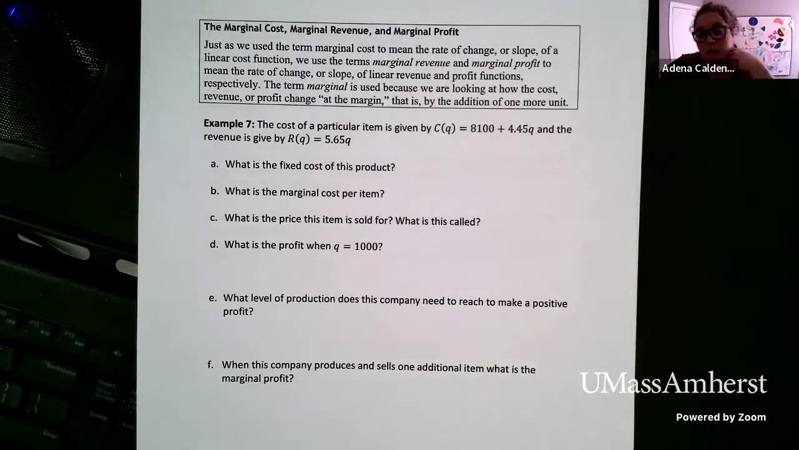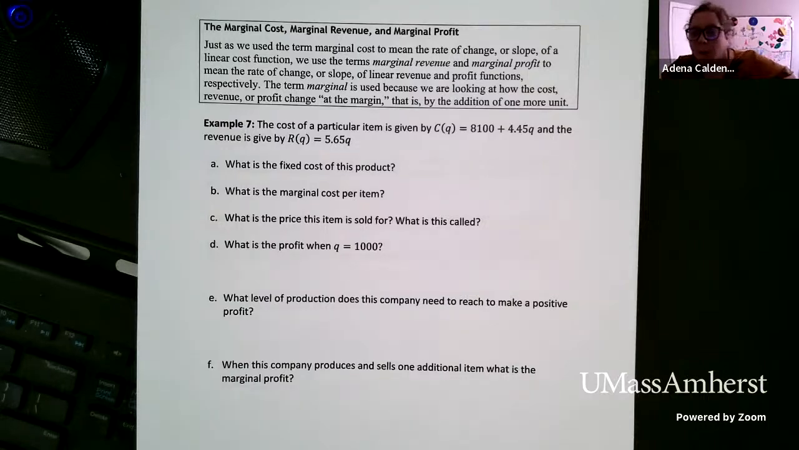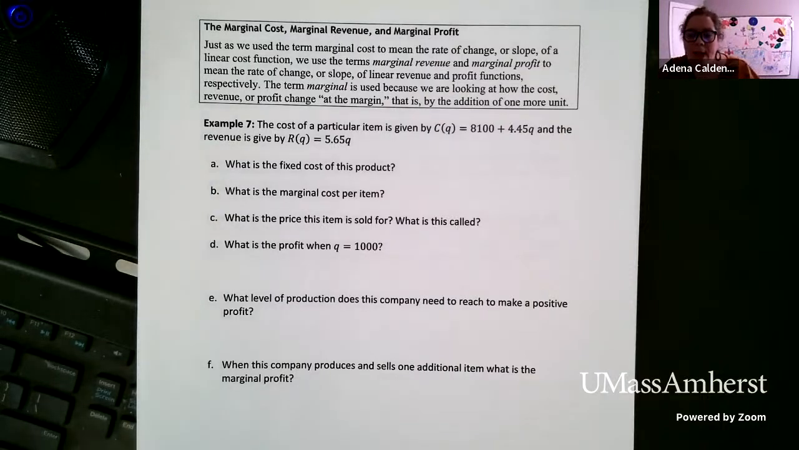We use the term marginal because we're looking at how things change at the margins, which means what happens if we make, sell, or make and sell one more unit. It's called on the margins because we're asking what happens if we do one more? What about one more? And we're trying to determine, is that good for the business? Is that bad for the business? Should we make one more? So that's what this word marginal means. So for right now, we know this has to do with slope.